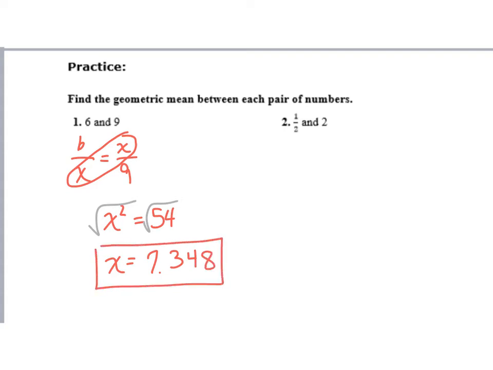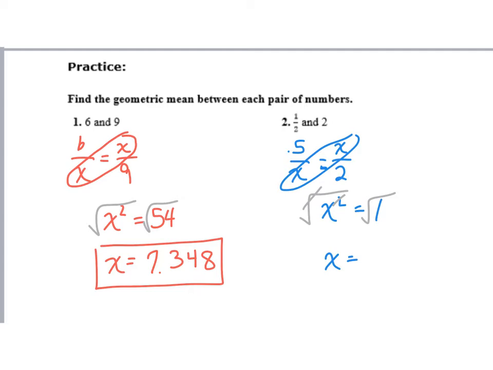Okay. Looking at the next one, I want to find the geometric mean of 1/2 and 2. If you're a little kind of weird about putting fractions in a fraction, you could change the 1/2 to a 0.5 and 2. So when I cross multiply, I get x squared equals 1/2 times 2. Then I square root. And x has a value of 1.